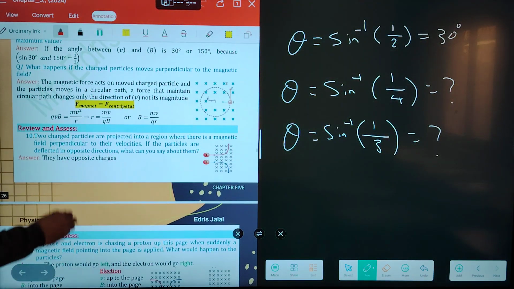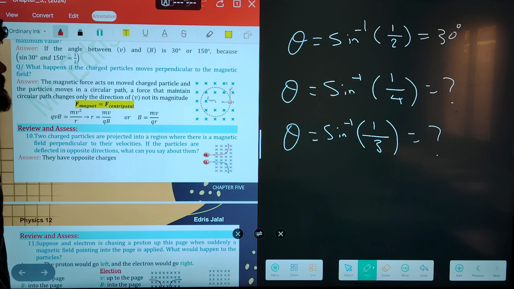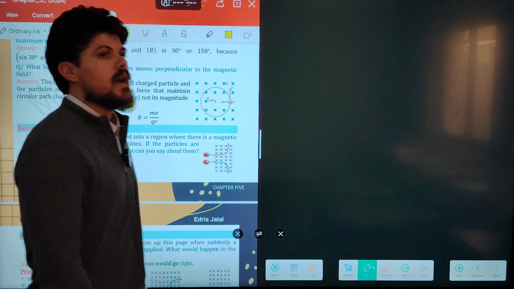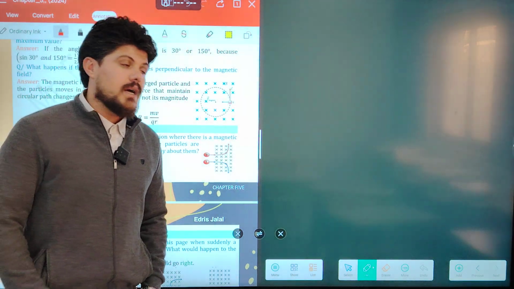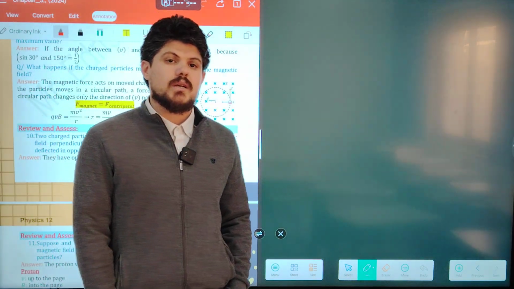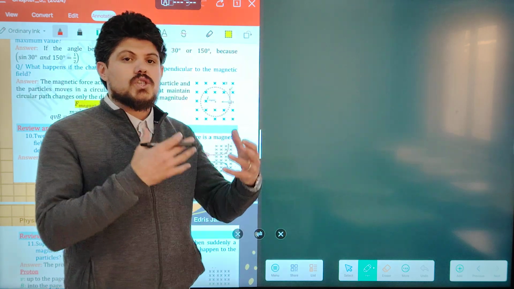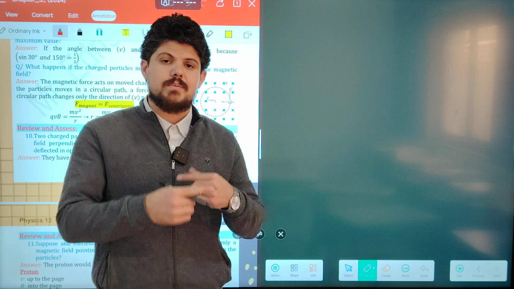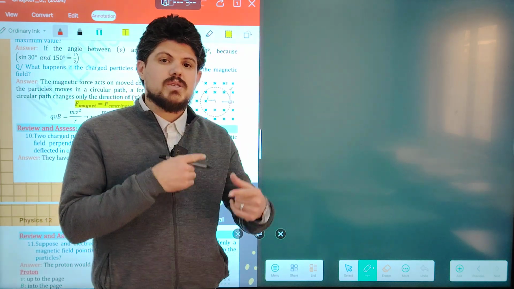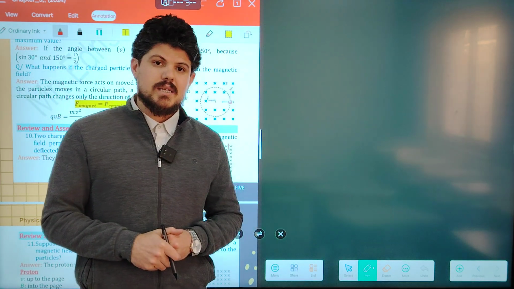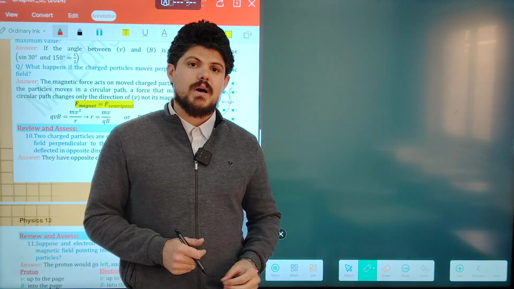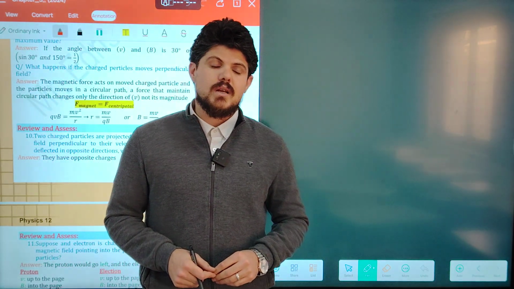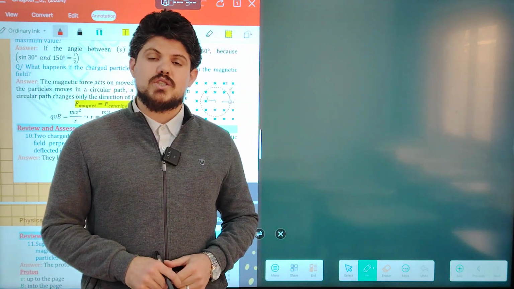Okay? What happens if the charged particle moves perpendicular to the magnetic field? As I mentioned, when the charged particle is perpendicular to the magnetic field, the charge's path becomes a circular path. Okay? So for every circular path, we have centripetal acceleration. When an object is moving in a circular path, there will be a centripetal force.